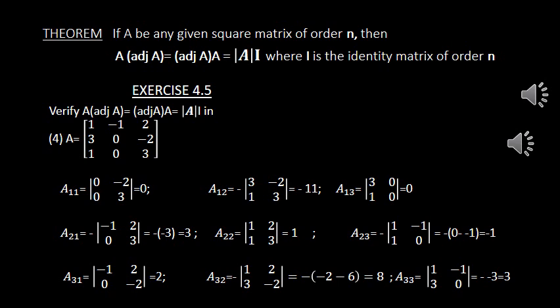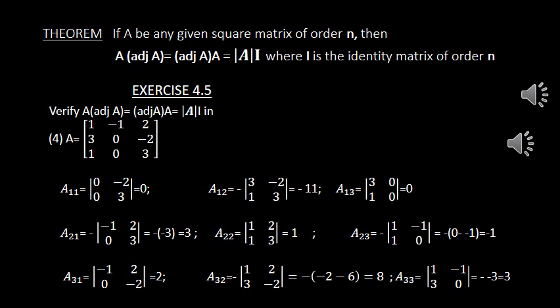If A be any given square matrix of order n, then A multiplied by its adjoint, that is A multiplied by adjoint A, equals adjoint A multiplied by A, equals determinant A into I, where I is the identity matrix of order n.